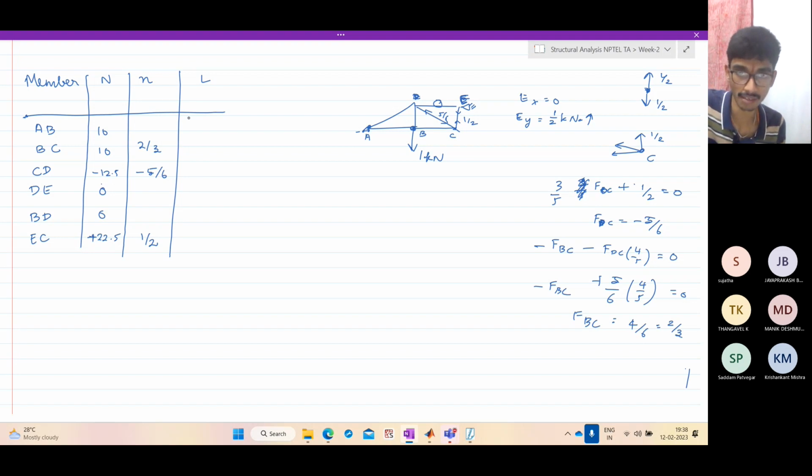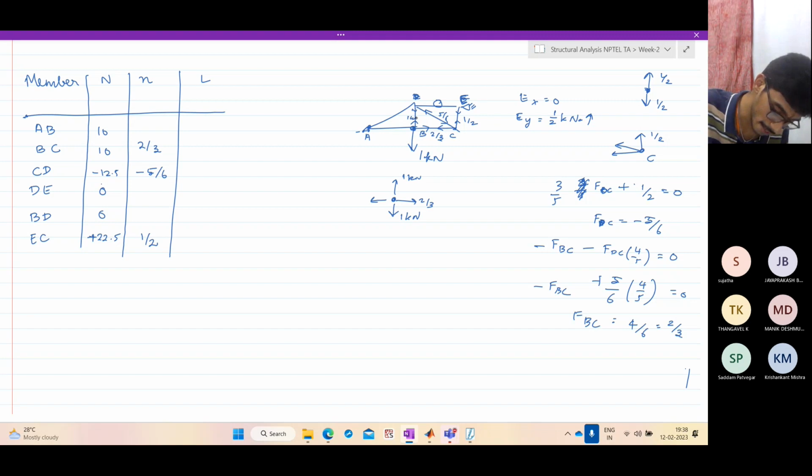And what is FAB? So we got BC, this is 2/3 tensile. This vertical is again 1 kilonewton. It will be directly transmitted. If you see, this is 1, this is 2/3. You have two unknown forces. Directly you can find out this will be 1 kilonewton, so this is tensile 1 kilonewton. And this is also tensile 2/3 kilonewton.